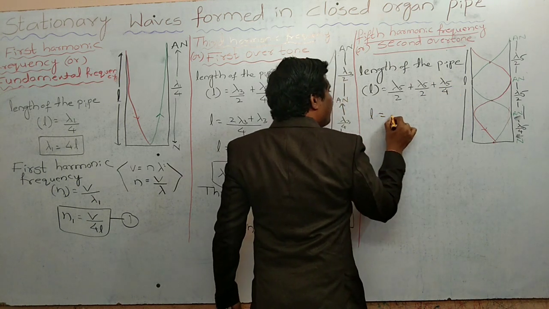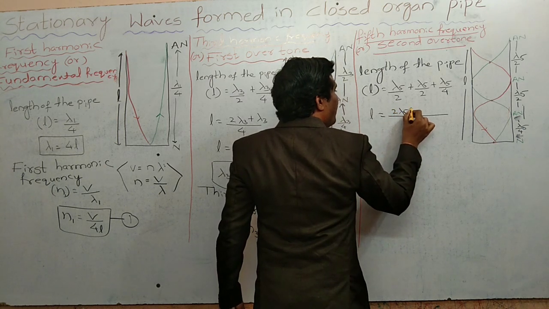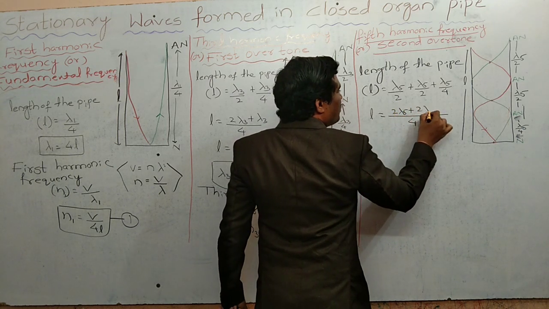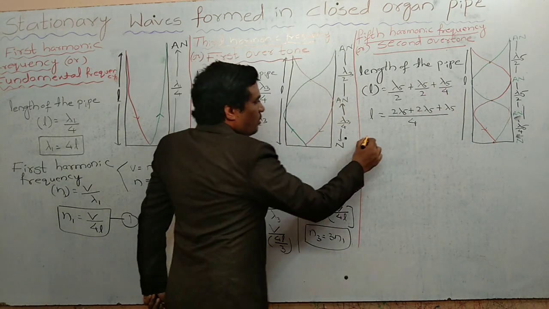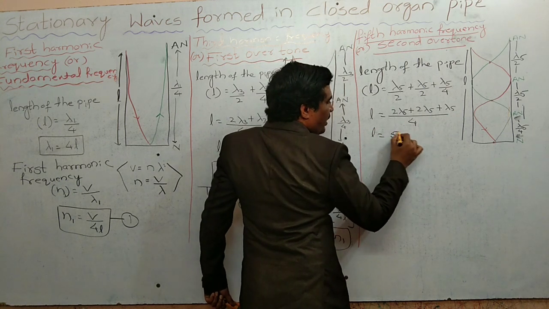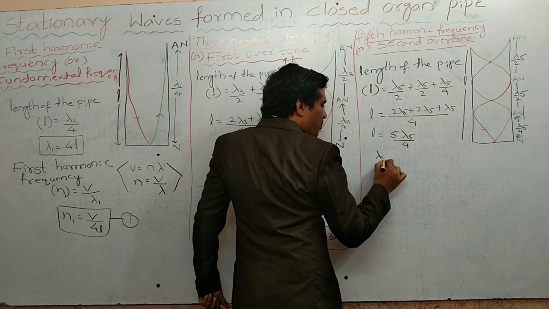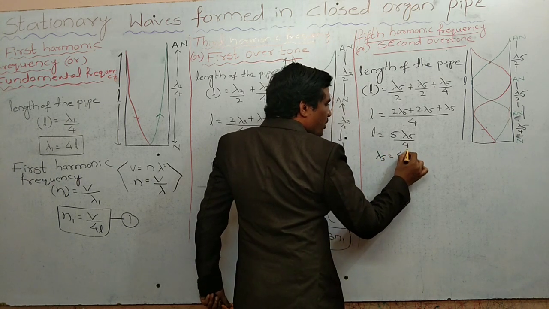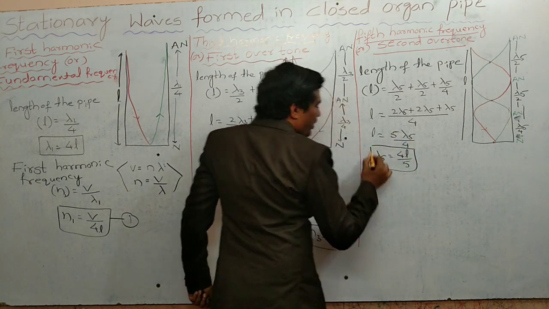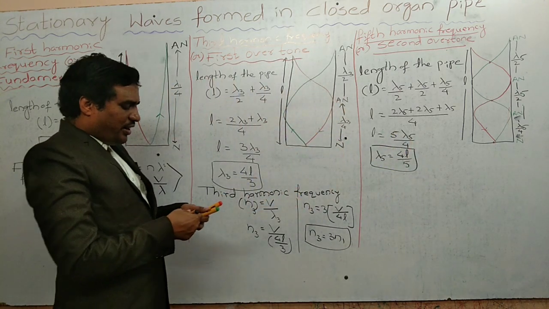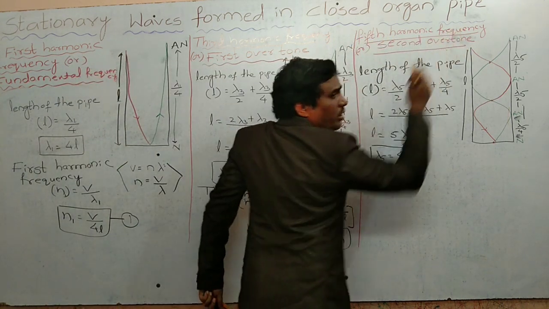Now take LCM, LCM 4. Here it is 2 lambda 5 plus 2 lambda 5 plus lambda 5. So L equals 5 lambda 5 by 4. Lambda 5 equals 4L by 5. Now we got the wavelength value, lambda is nothing but wavelength. Then we can find the frequency, that is the fifth harmonic frequency.